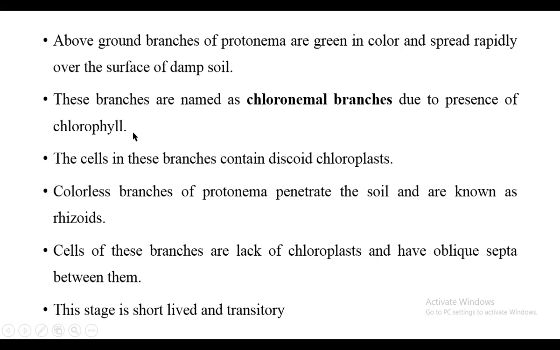Chlorophyll की वजह से इनको chloronemal branches का नाम दिया गया. The cells in these branches contain disc-shaped chloroplasts, यानी disc shape इनका जो है वो chloroplast होता है. Colorless branches of protonema penetrate the soil and are known as rhizoids. They anchor the ground, absorb water and minerals, and give anchorage to the plants. Cells of these branches lack chloroplast and have oblique septa between them. यानी इनके rhizoid के cells में जो है chloroplast नहीं होता.